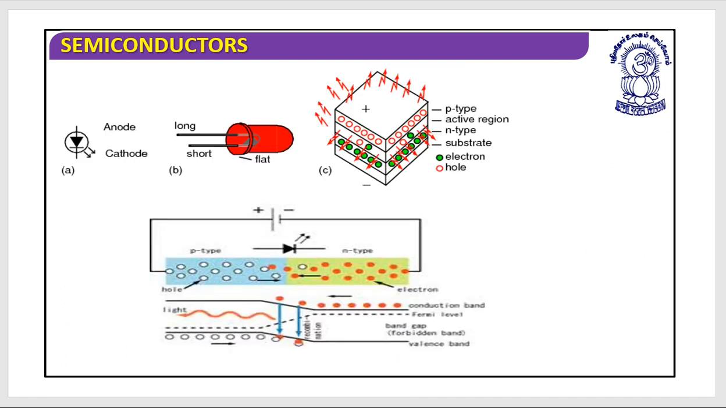Now let's look at a detailed view. A sandwich of regions has been shown, and as you can see, at the top there is the P type, then an active region, and then the N type, with different substances. This is the symbol of the LED, where light is coming out, and this is the practical view of the LED, where one lead is longer and the other is shorter. I hope this is clear.